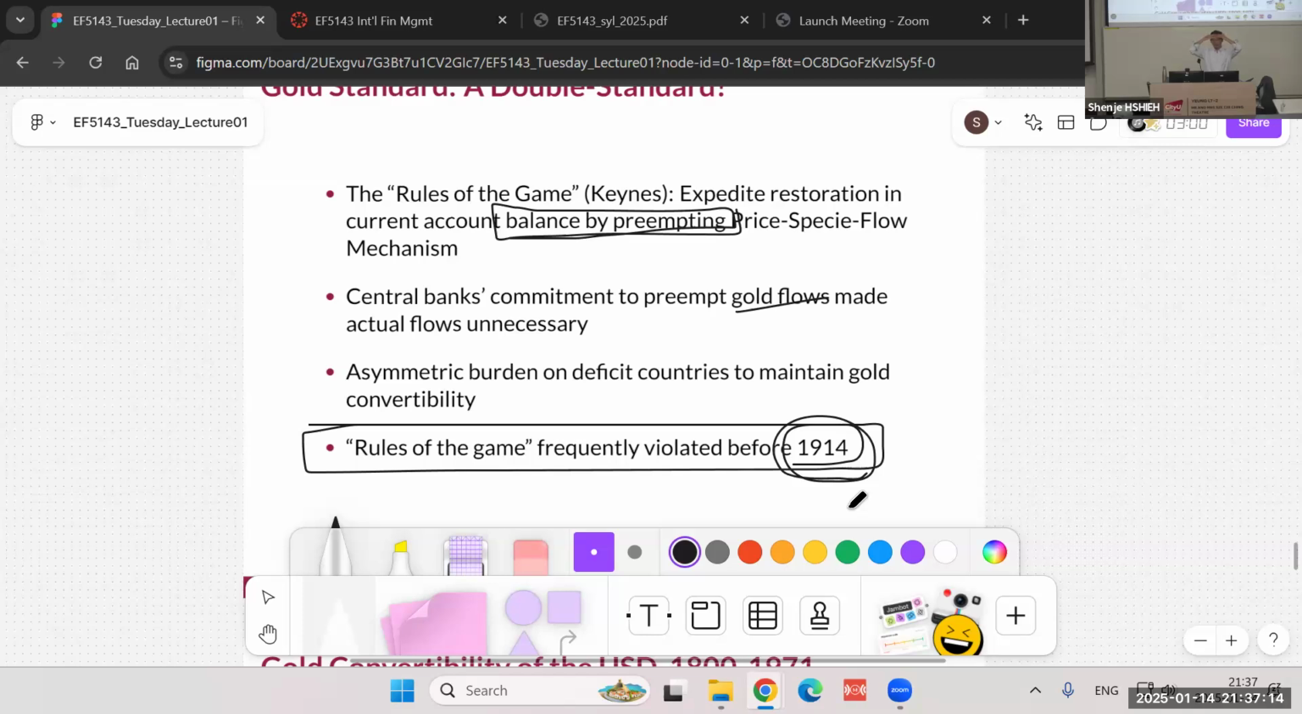1914, that's when World War I broke out. People started depegging from gold, and there's no reason for them to play by the so-called rules of the game. So rather than create inflation, they might create the opposite effect so that gold stays within the country, right?